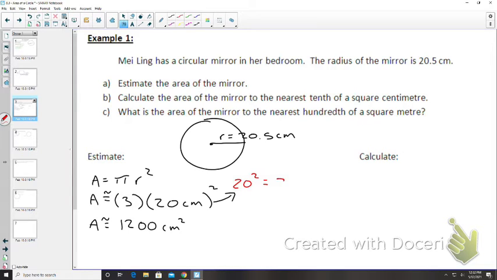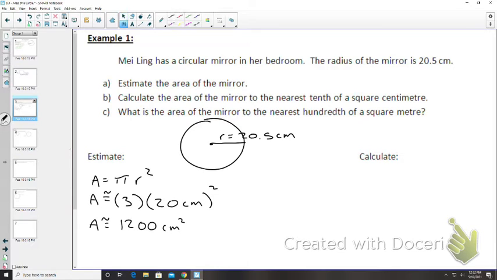Again, 20 squared is equal to 20 times 20. Anything when it's squared is just that number multiplied by itself. So 20 times 20 is 400, multiplied by 3 gives me an area of 1,200 square centimeters. Okay, so that's our estimation.